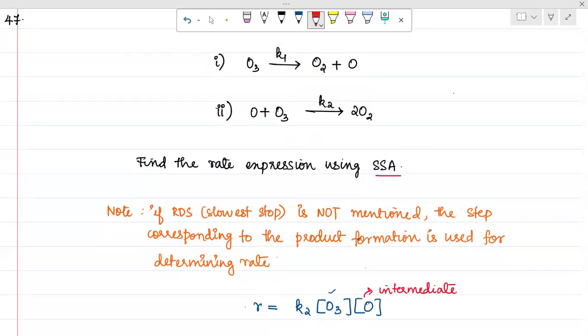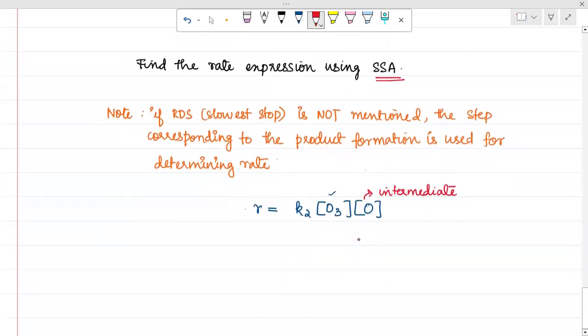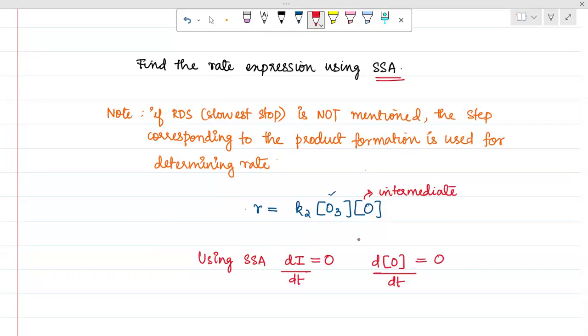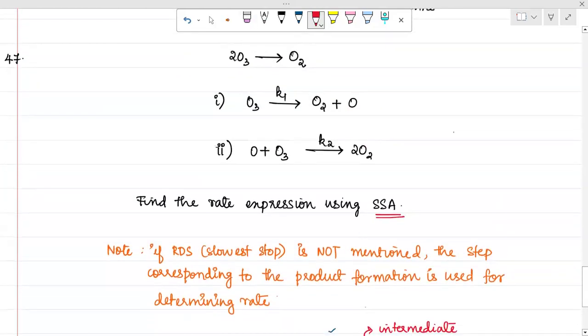They have said that we have to use SSA. And in SSA, what is the approximation that we take? Using SSA, the change of the concentration of the intermediate with time can be taken as 0. We already saw the graph. So here, who is the intermediate? The change in the concentration of O with time is put as equal to 0. We'll be using this equation. So we need to know how the concentration of O is changing. Let's take these 2 equations.